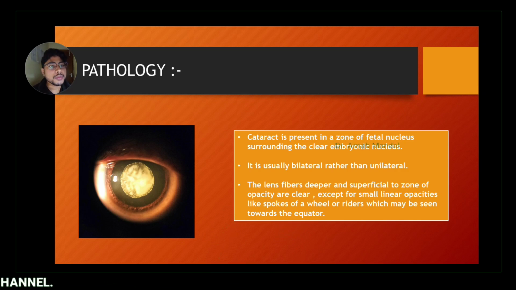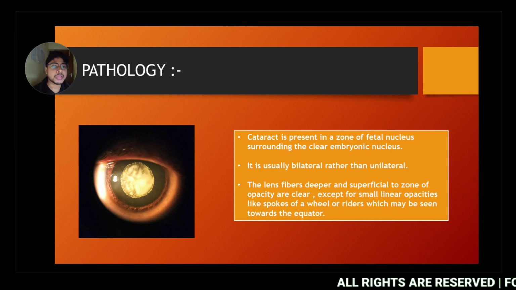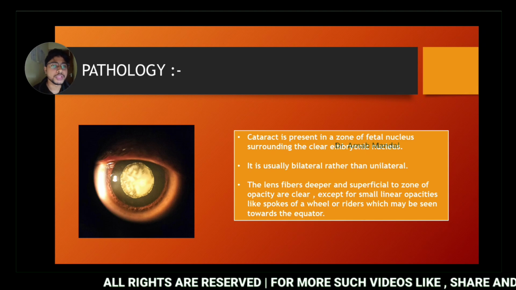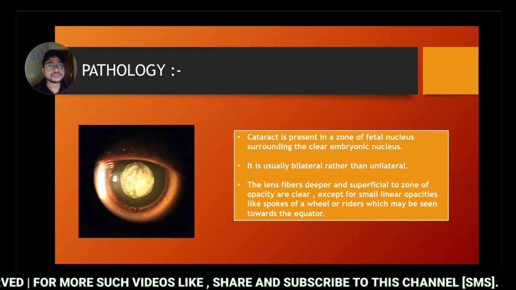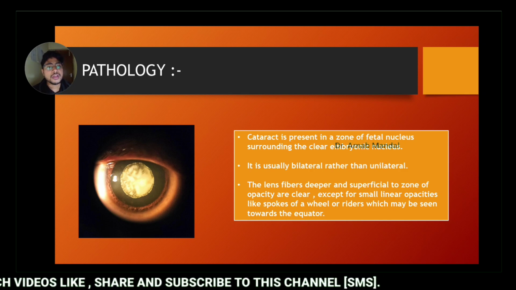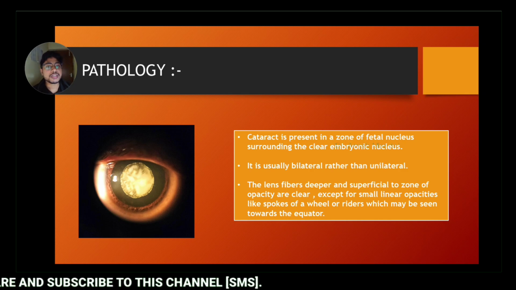The lens fibers deeper and superficial to the zone of opacity are clear except for smaller linear opacities like spokes of a wheel or riders, which may be seen towards the equator. In this patient, we do not appreciate those spoke-wheel appearances very much.